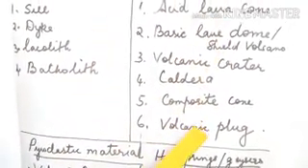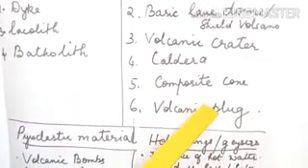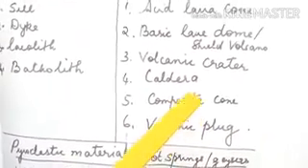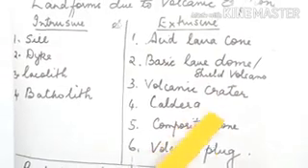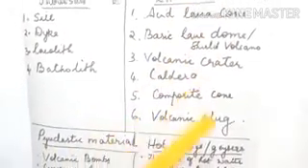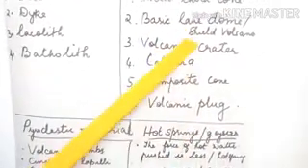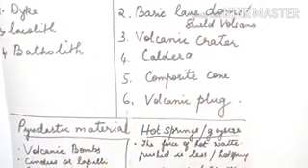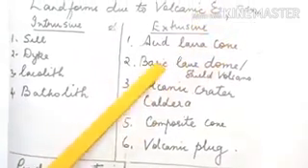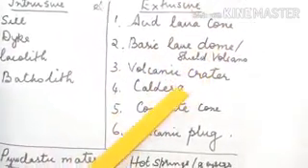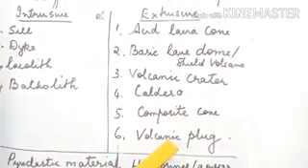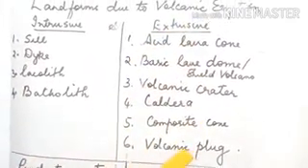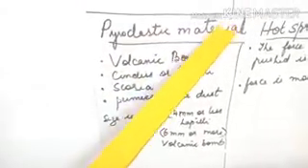Now what is volcanic plug? In its upward journey towards the surface, some magma solidifies in the vent itself. We studied that the magma from the chamber comes through the vent outside. So when the vent gets blocked, it is known as volcanic plug. So acid lava cone, basic lava cone, volcanic crater, caldera, composite cone and volcanic plug are the extrusive types of rocks. Now what is pyroclastic material?